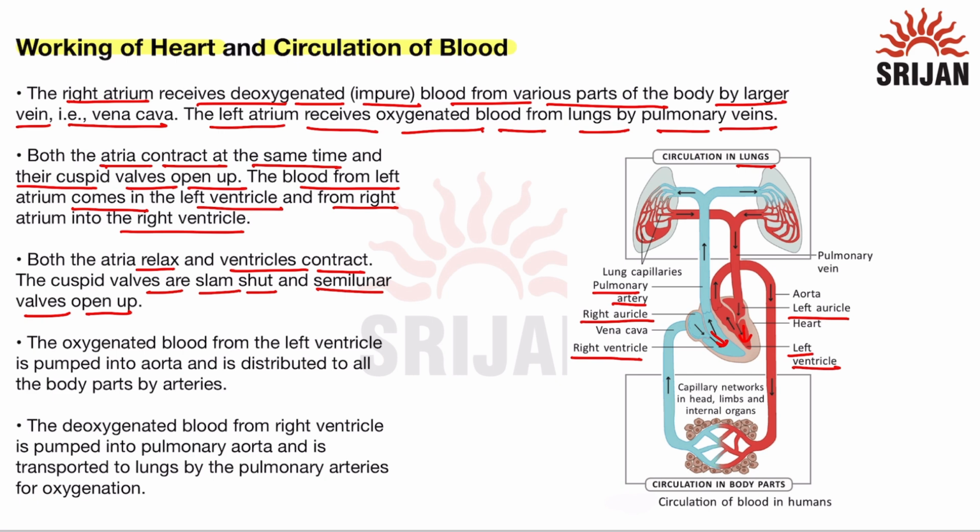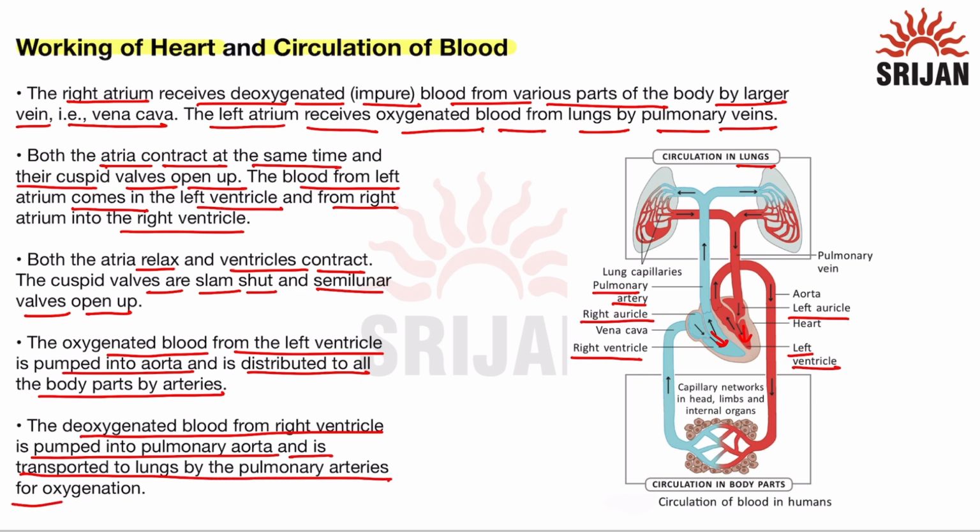So the semilunar valves will open up so that the blood can go from the right ventricle to the pulmonary artery and from the left ventricle to the aorta. The oxygenated blood from the left ventricle is pumped into the aorta and distributed to all the body parts by the arteries, and the deoxygenated blood from the right ventricle is pumped into the pulmonary artery and is transported to the lungs by the pulmonary arteries for oxygenation.